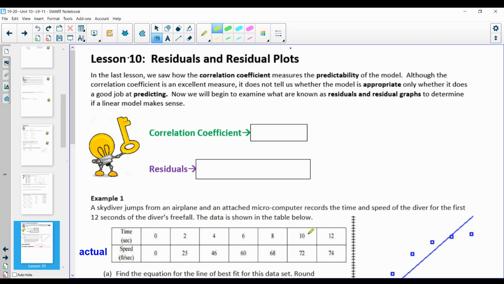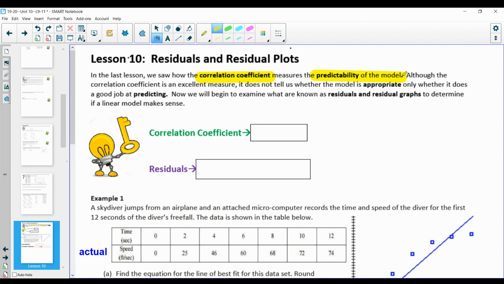Lesson 10 is on residuals and residual plots. In lesson 9, our last lesson, we talked about the correlation coefficient and how it measured the predictability of the model. Please remember that the correlation coefficient, we use the variable R, and it ranged from -1 to 1.